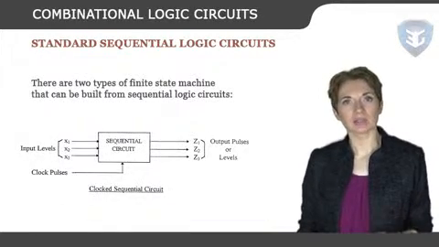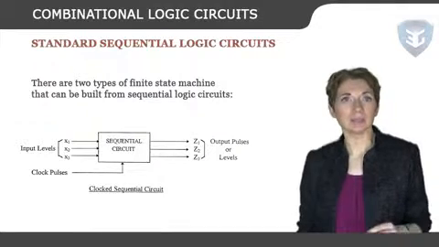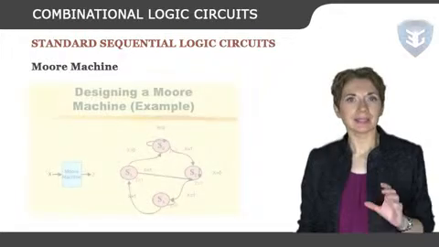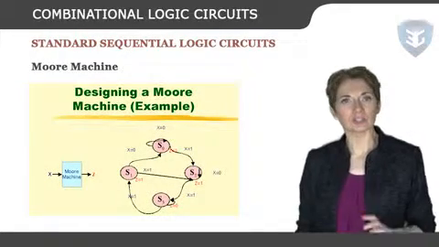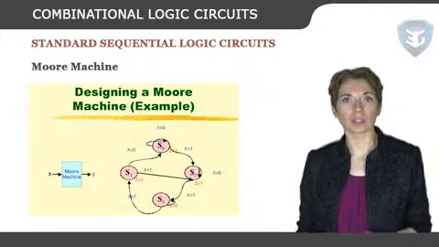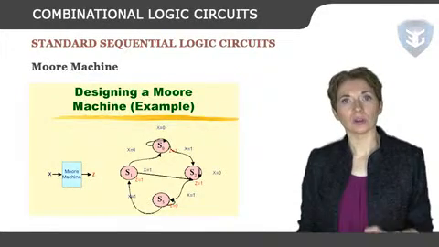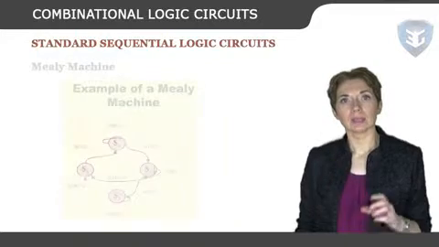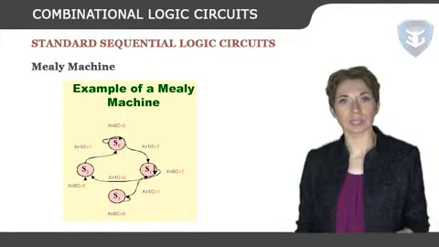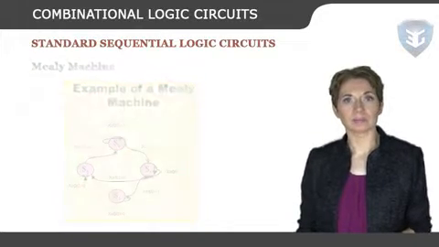There are 2 types of finite state machines that can be built from sequential logic circuits. Moore machine. The output depends only on the internal state. Since the internal state only changes on a clock edge, the output only changes on a clock edge too. Mealy machine. The output depends not only on the internal state, but also on the inputs.